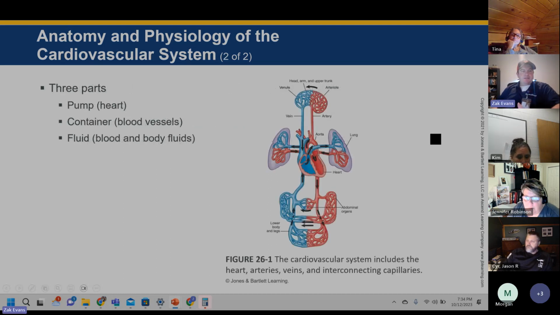All right, 3 parts. We have the heart, or the pump, the container, which are the blood vessels, and the fluid, the blood and body fluids.